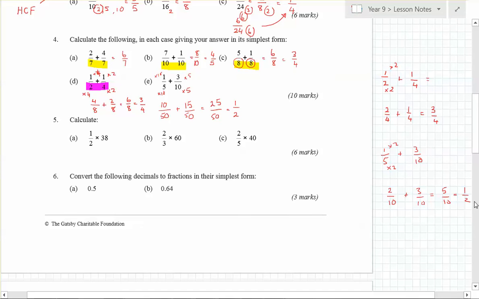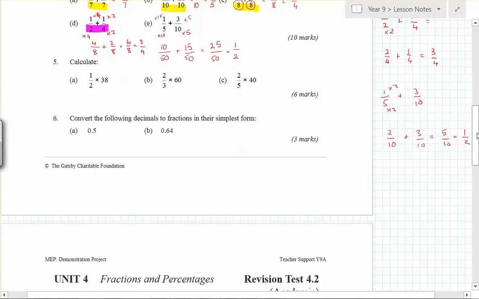Now, the next bit that confused you a little bit, I think, in the test. So, Sophie, did you figure out how to do this? Yeah. So this one is quite easy as it's just find half of 38. So I'm going to write that in, half of 38. So 38 divided by 2 is 19. So that's nice and easy.